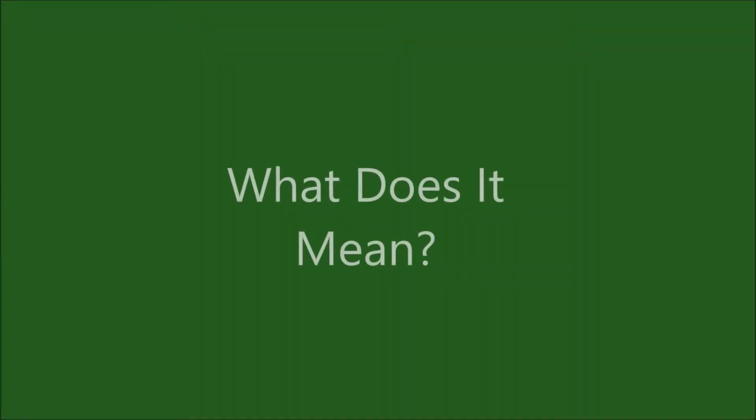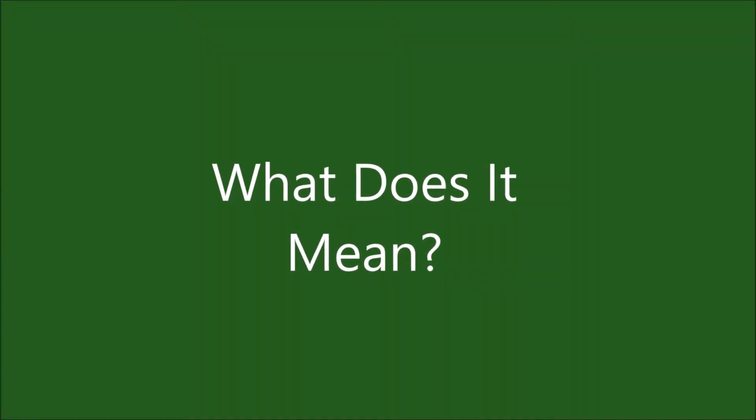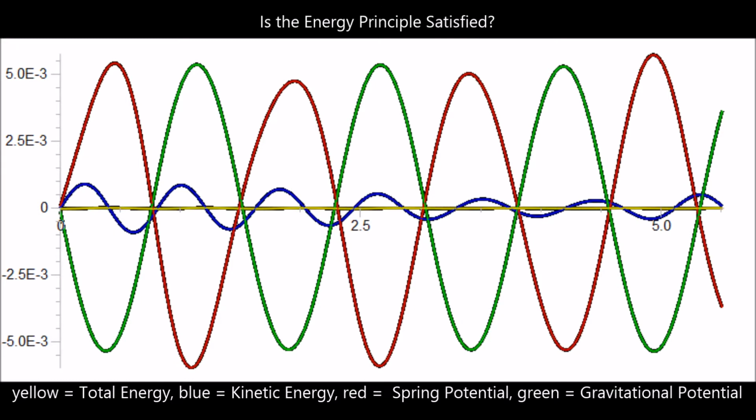What does it mean? Number 1. For our model system, is the energy principle satisfied? As we can see by this chart of all the energies of the system, the yellow line is at a constant 0 value, which shows the total energy of the system. As mentioned earlier, the system is the earth, the spring, and the mass, and therefore no outside work is being done on the system. Therefore, the energy change should be 0, and our model does satisfy the energy principle.